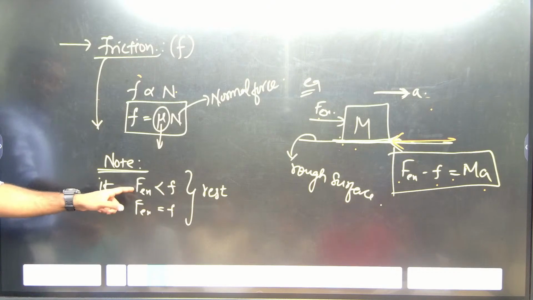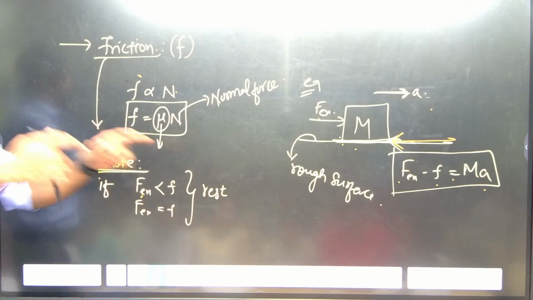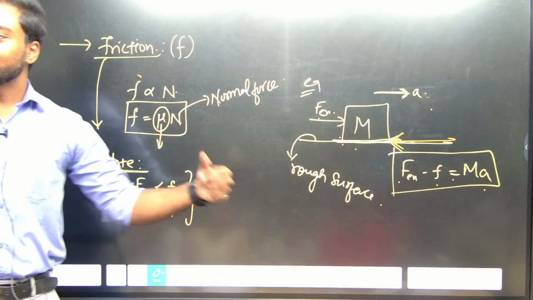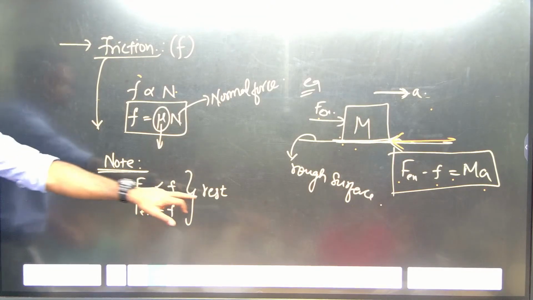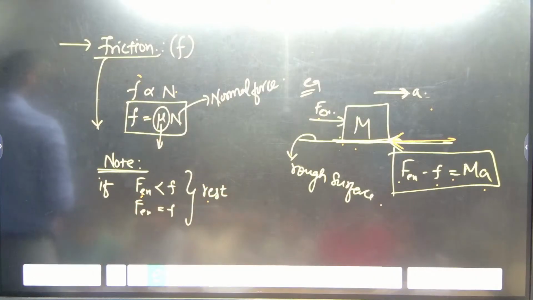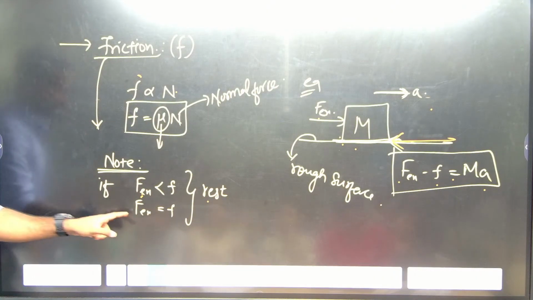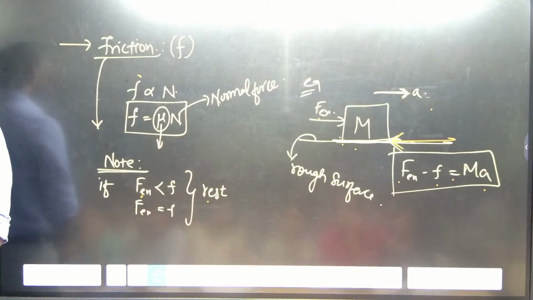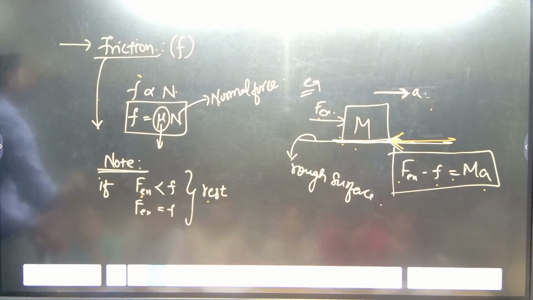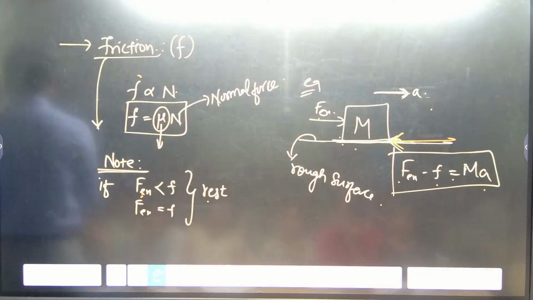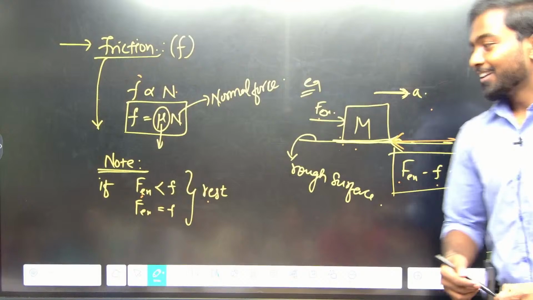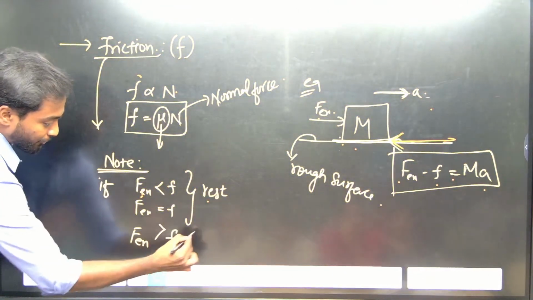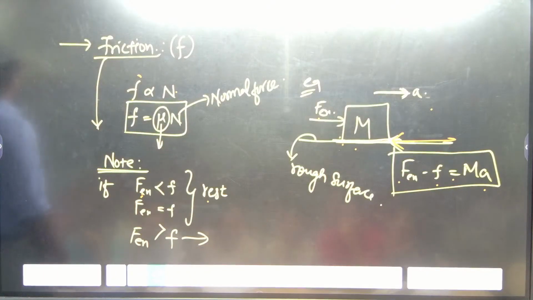Obviously the external force I am applying on the person will be less than the friction. So the person will be at rest. Similarly, if I apply equal force also, he will be at rest only. But if I bring a bulldozer and push him, he will go. So F external greater than F means the object will be in motion.